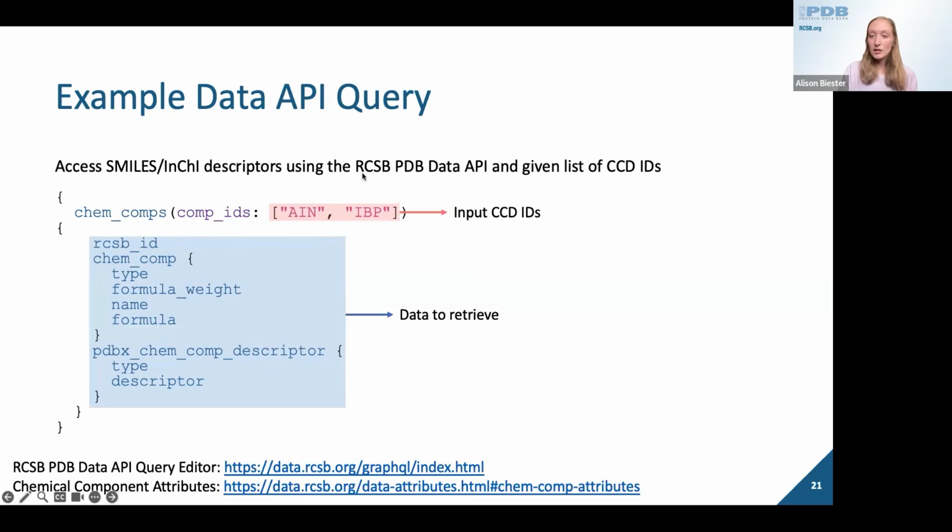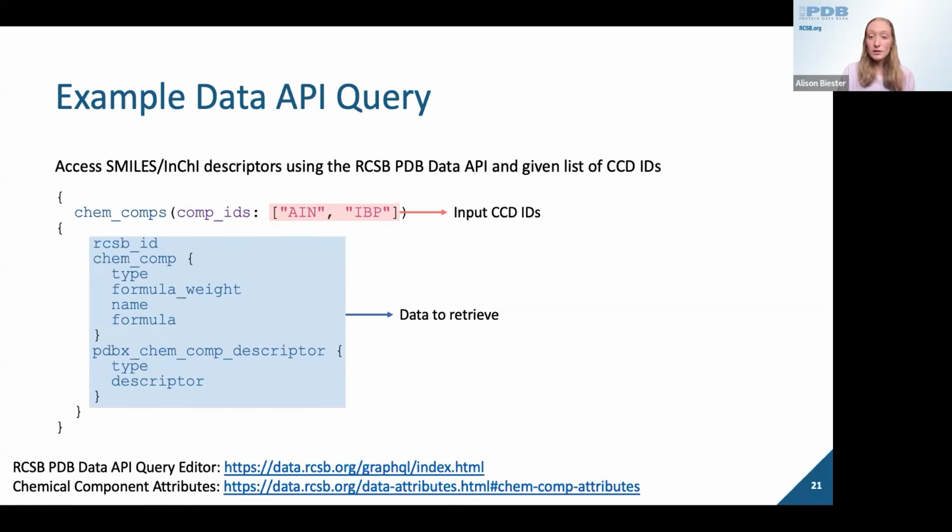In the section highlighted here in pink, we have our CCD ID list, and these are chemical identifiers corresponding to aspirin and ibuprofen. In the section below, highlighted in blue, we define which data we would like to retrieve. We can retrieve various data organized in mmCIF categories, including data from the ChemComp category we saw earlier in the presentation.